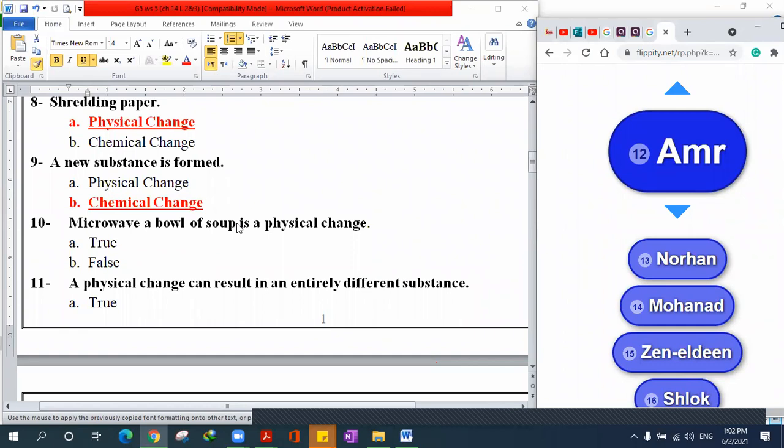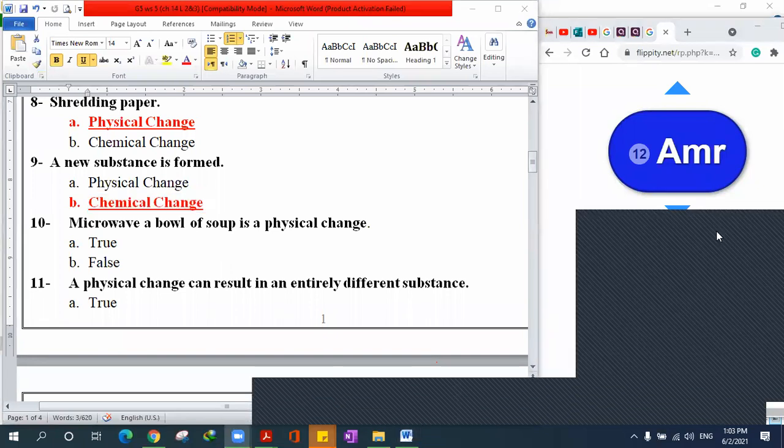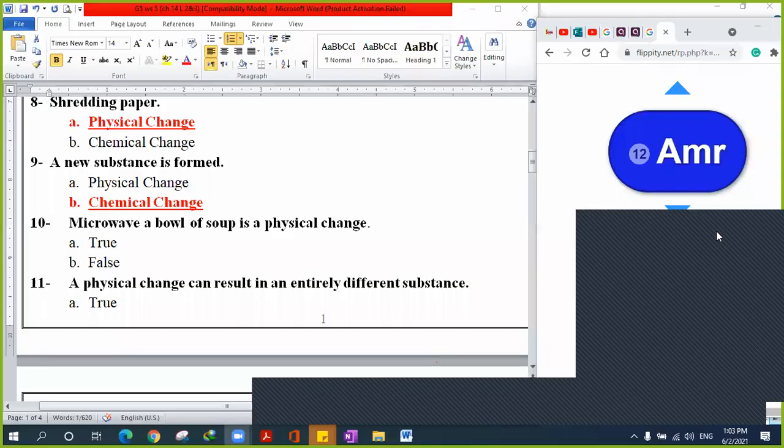Microwave a bowl of soup is a physical change. What does that mean? Is it soup like the soup we drink, or the soup we wash our hands with? The soup that we drink. The one we drink? Yes. Soap that we wash our hands with is spelled differently. So it will be false.